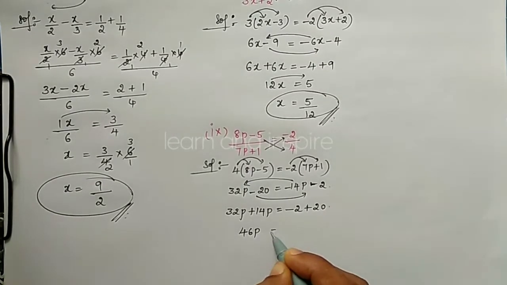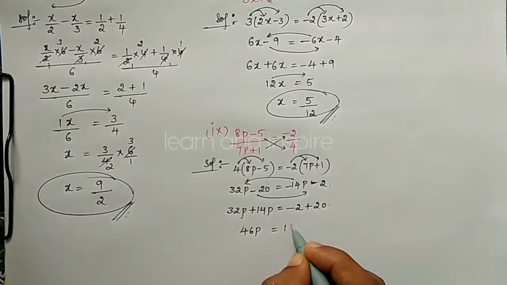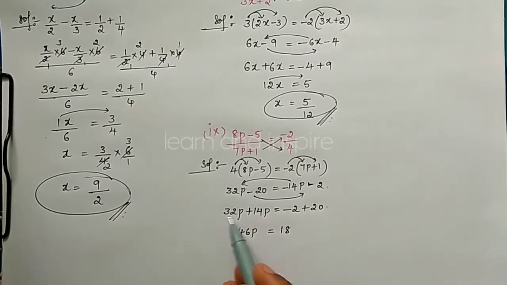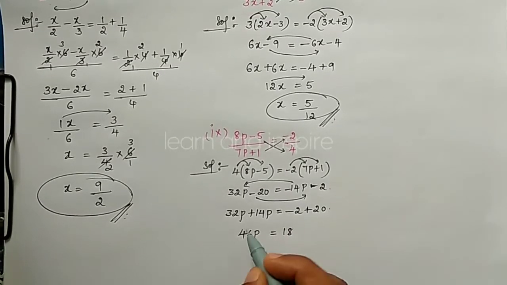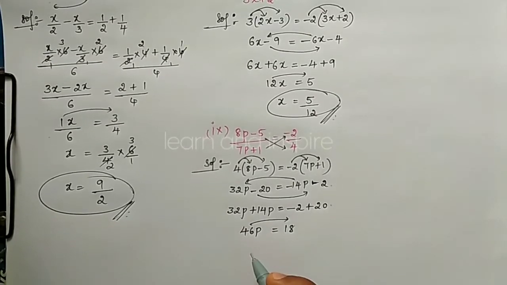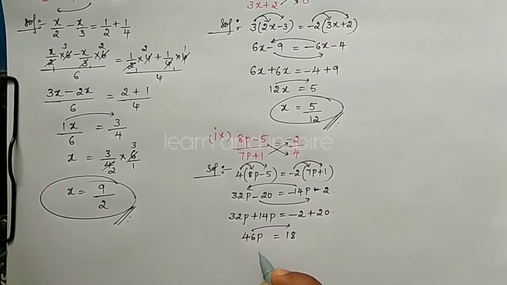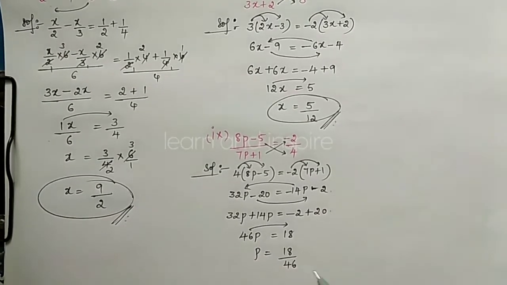46p equals 20 minus 2, which is 18. Okay, 32 plus 14 is 46 and 20 minus 2 is 18. Now 46 is on multiplication. By transposing this 46 to RHS, it becomes a division. P is equals to 18 by 46.